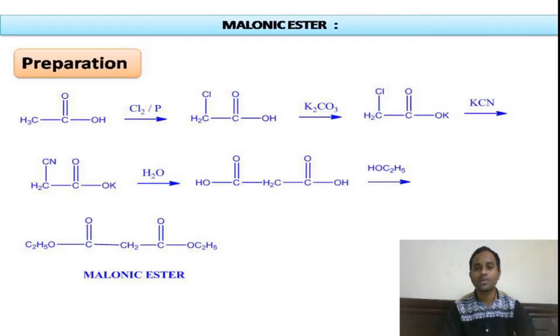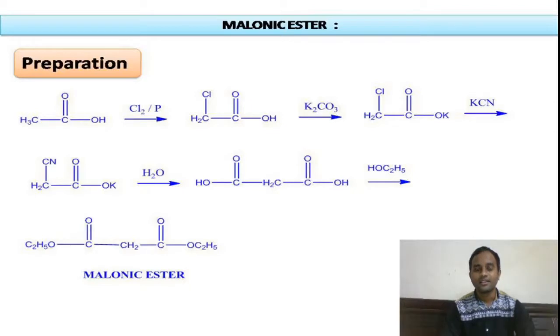This alpha chloroacetic acid, upon reaction with potassium carbonate, gives the salt, that is the potassium salt of monochloroacetic acid. Because here the carboxylic acid is the acid and potassium carbonate is the base, these two will react to give the salt, that is the second step. In the second step we get the potassium salt of monochloroacetic acid, which will further undergo nucleophilic substitution by potassium cyanide to give the potassium salt of cyanoacetic acid.